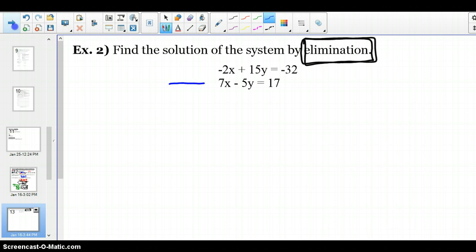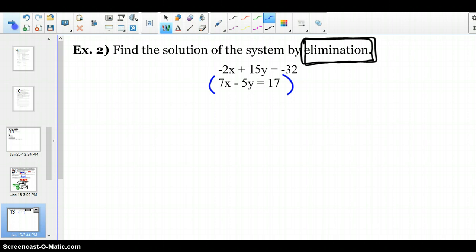If I analyze my x term in my second equation, there's nothing I can multiply 7 by so that if I add it to negative 2x, I get 0. So I'm going to start looking at my y terms. My top equation is 15y, my bottom equation is negative 5y.